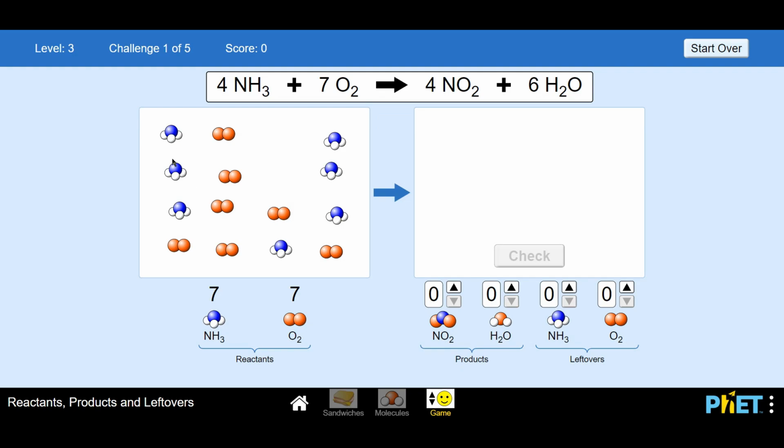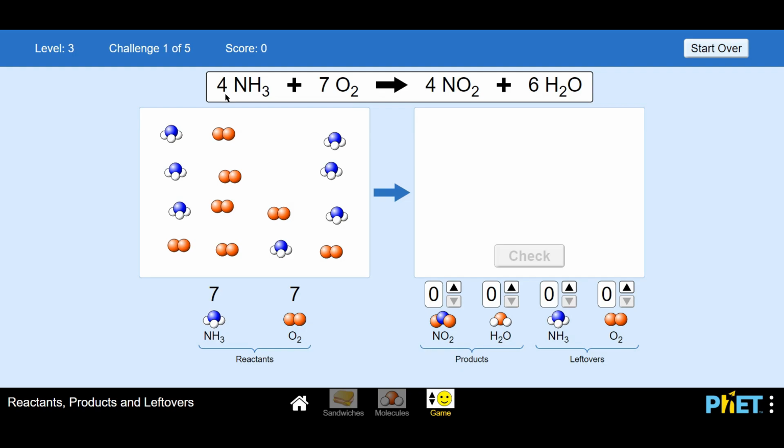I have 1, 2, 3, 4, 5, 6, 7. So I at least have 4 ammonia molecules. How many oxygen molecules do I have? 1, 2, 3, 4, 5, 6, 7. I have exactly 7 of those. So if we pause for a second, we could think of this as I have 4 ammonia and I have 7 oxygen, but then I have a few extra ammonia molecules.